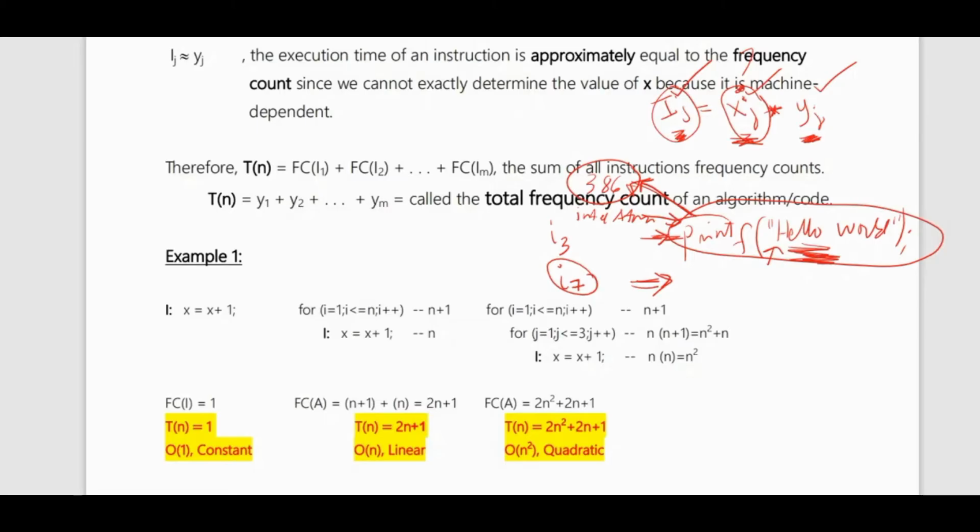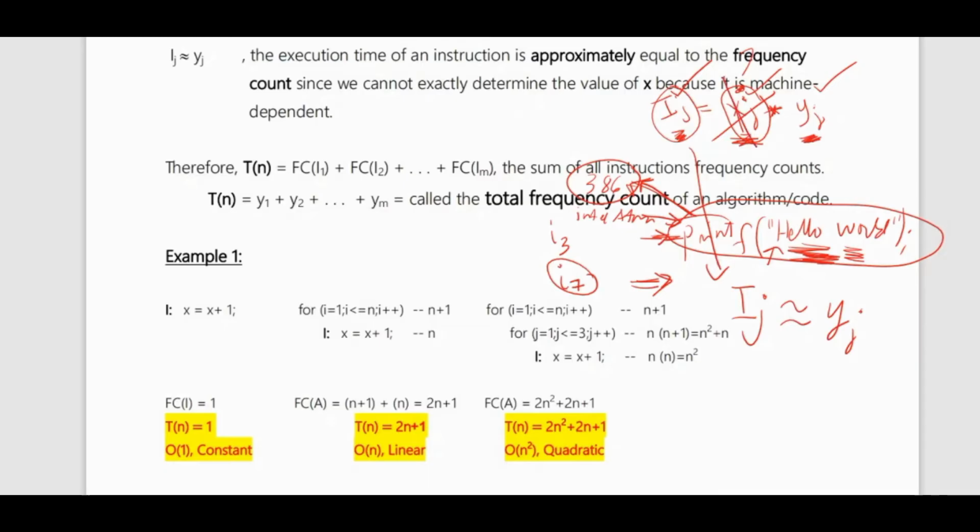Because you may run it in different computers, and different computer specs will result in different running time for that one statement or instruction. So this is not possible for us to know. And therefore, the running time of one instruction ij is approximately equal to yj.